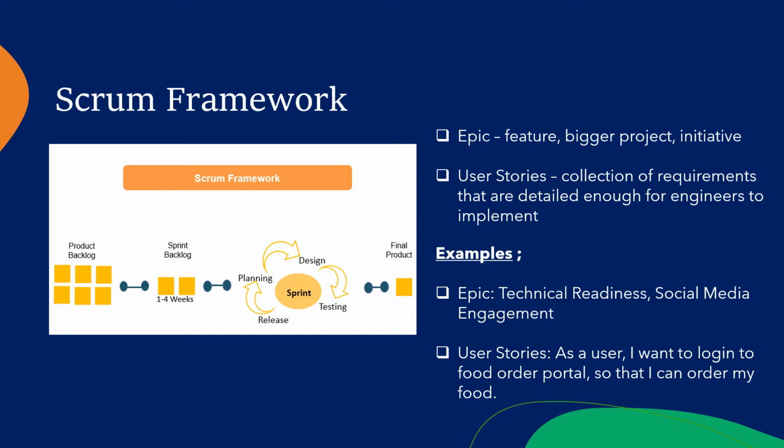So another example is the user story. You need to put yourself in the shoe of users and write down the requirement. So in this case, as a user, I want to log into food order portal so that I can order my food. So this is clear enough to the development team.